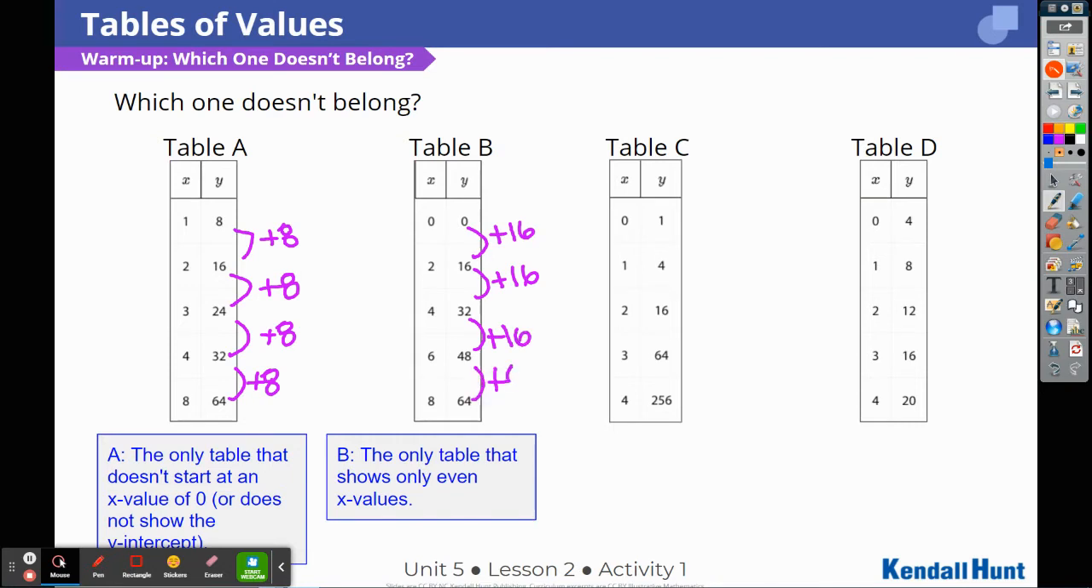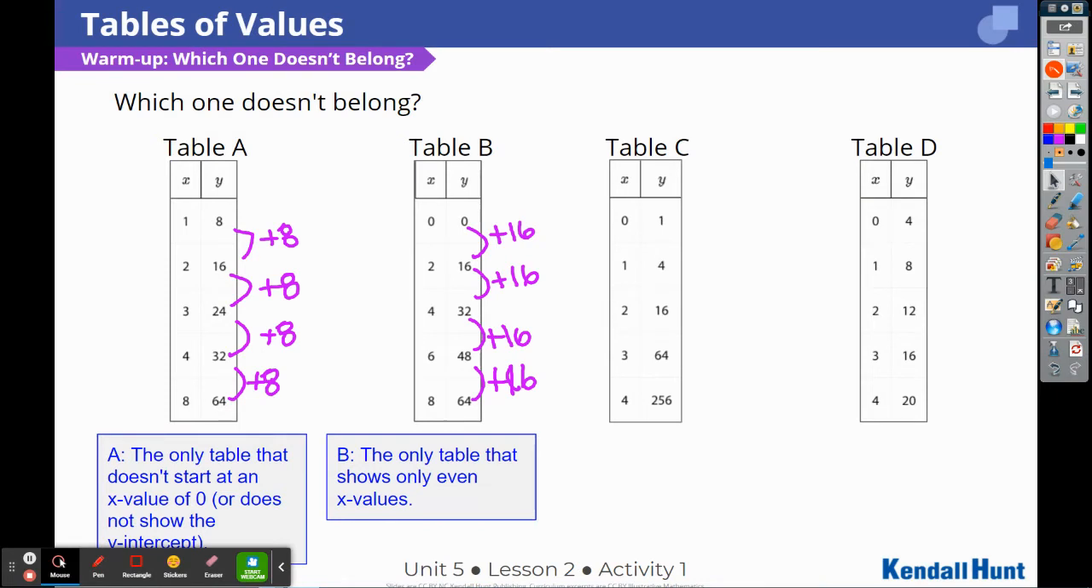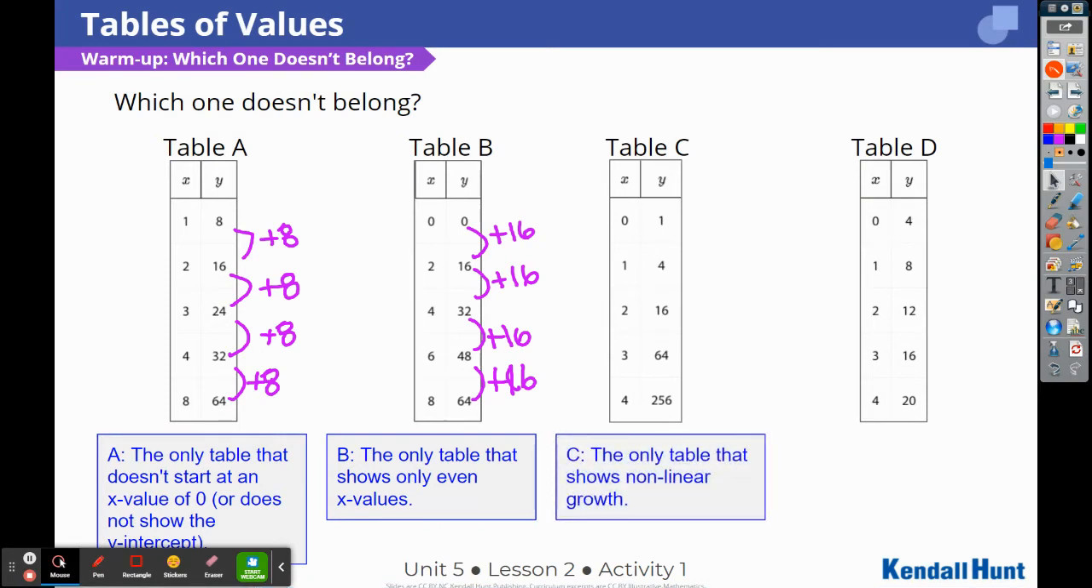Okay. Table C is different because it shows a nonlinear growth. Table A and B are both linear because they're increasing by the same amount every time, and it doesn't change. So it's constant, and that makes them linear.